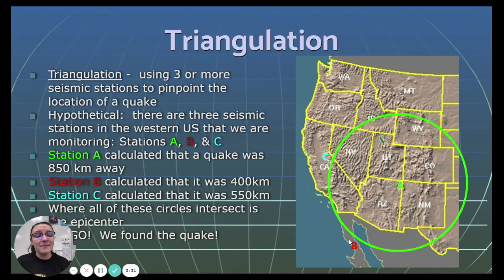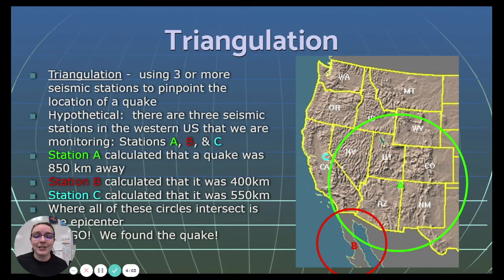But at station B, I found that it was 400 kilometers away from station B. So again, I can draw a circle around station B, and now there are only two spots. There are only 2 points on the map that are possibilities. Both of these intersections where the A and B circles cross each other are points that are both 850 kilometers away from A and 400 kilometers away from B. I'm not done yet though, because I have two options, and the earthquake only happened in one spot.